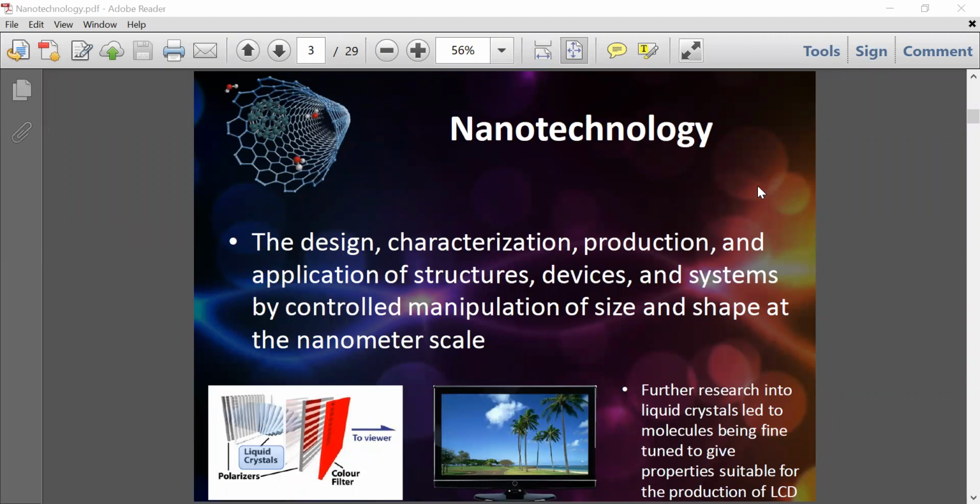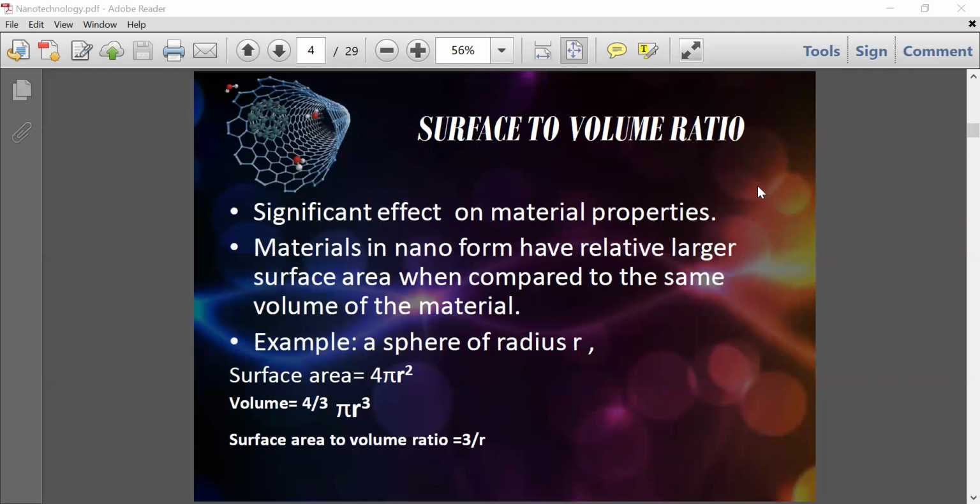And nanotechnology: the design, characterization, production, and application of structures, devices, and systems by controlled manipulation of size and shape at the nanometer scale is called nanotechnology.